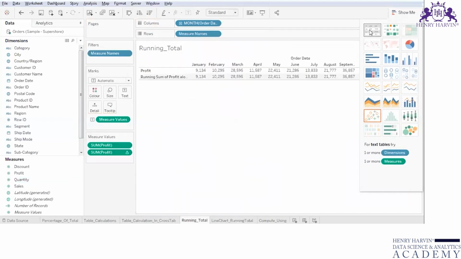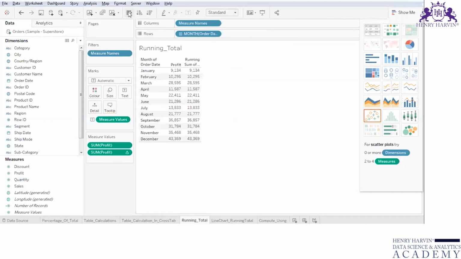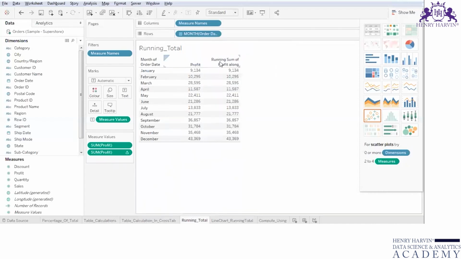I convert it into a text table, swap the axes. Now I can see that we have plotted month wise profits and running sum of profits. Okay, I think I have missed something. Just give me a second. So over here we are showing months, we are showing profit. We have to show the running sum of profit.